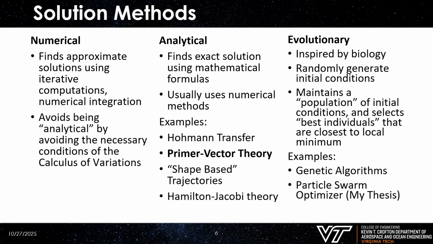A third type of method, which is somewhat new, are evolutionary or meta-heuristic methods. These are inspired by biology, and how they work is they randomly generate a bunch of different initial conditions. So it maintains a population of these initial conditions and selects the best individuals that are closest to local minimums. Some examples are genetic algorithms, as well as particle swarm optimizer, which is what my thesis will focus on.